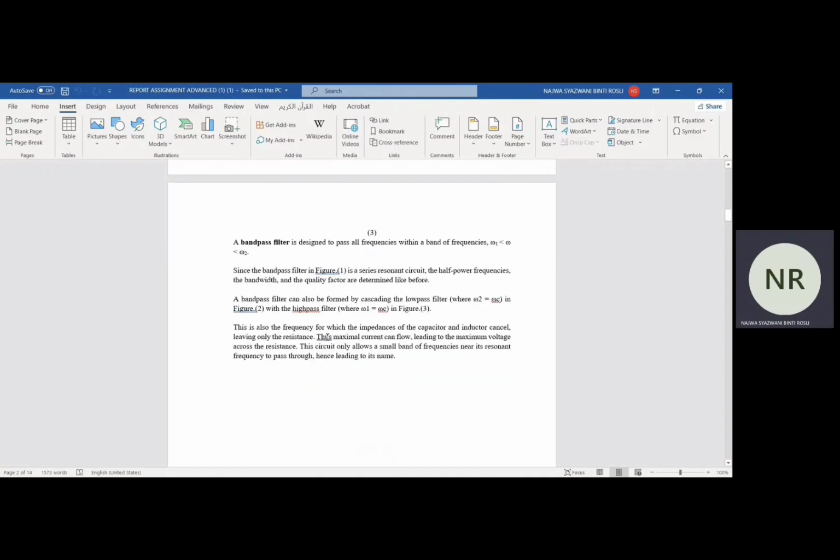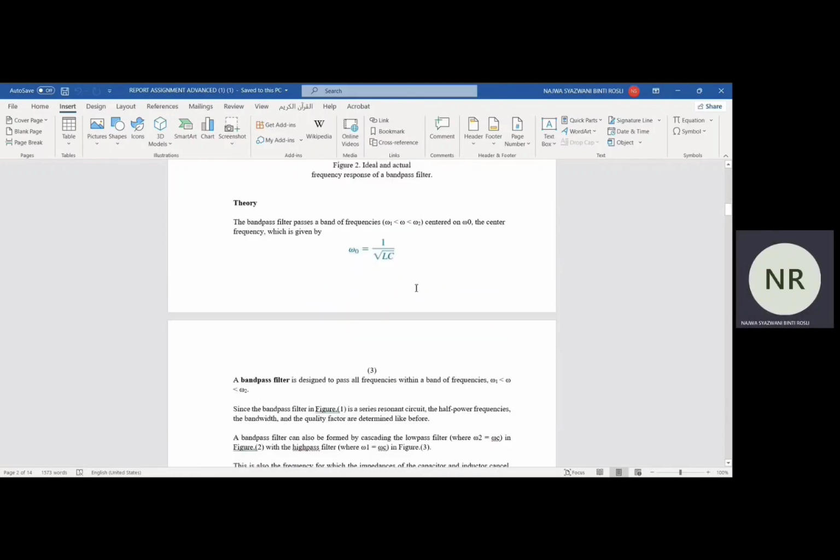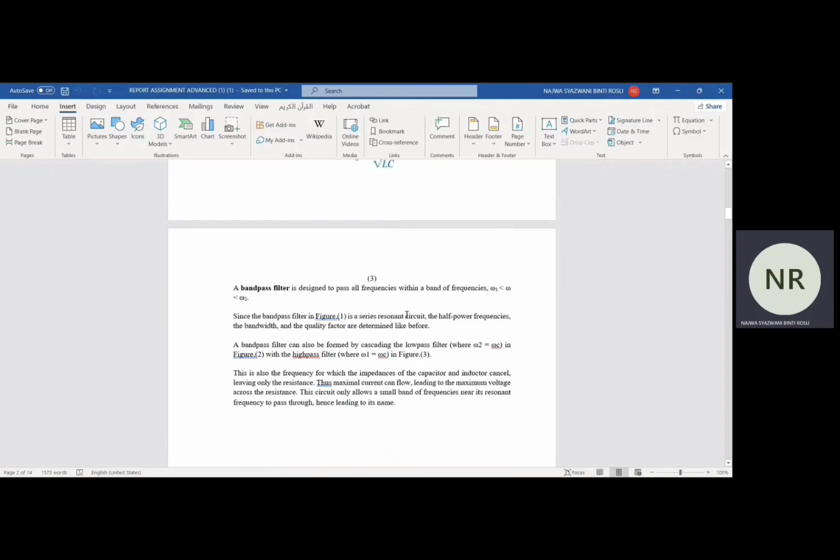Since the bandpass filter is figure 1, the circuit of bandpass is a serial resonant circuit. The half power frequency, the bandwidth, and the quality factor are determined like before.